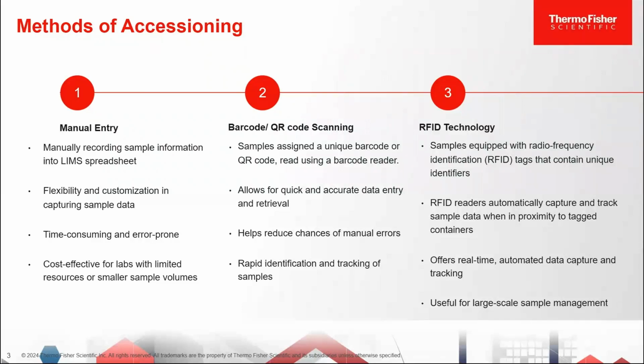And then we're looking at barcode or QR code scanning. So this is actually very common, and we see this being used in many labs. So each cryosample is assigned a unique barcode or a QR code, or already comes with the tubes coded. So you could have a 2D, a 1D, a human readable, which can easily be scanned using a barcode scanner or even a mobile device with scanning capabilities. So this barcode or QR code scan allows for, again, a quick and accurate data entry and retrieval. It reduces the chances of manual error, and it also enhances efficiency.